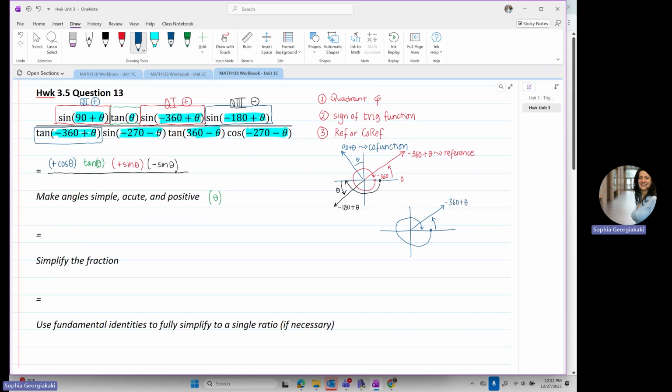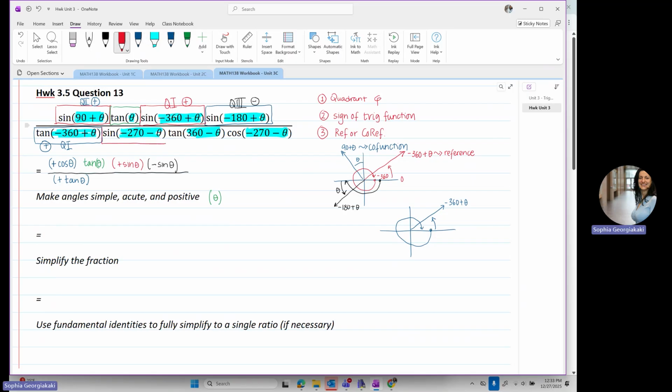This is in quadrant 1. In quadrant 1, the tangent is positive. Theta is a reference angle because it is in terms of the horizontal axis. Therefore, it will be positive tangent of theta. I won't change the function and I will keep it positive.